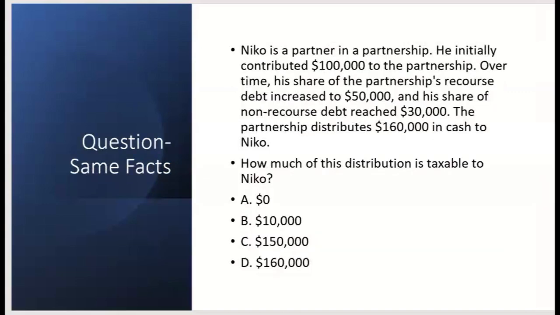All right, same facts, but this time instead of a loss, the partnership is going to give a distribution to Nico. And they're going to ask how much of the distribution is taxable. So Nico's a partner in a partnership, initially contributed $100,000. Over time, his share of the partnership's recourse debt increased to $50,000, and his share of non-recourse debt reached $30,000. The partnership distributes $160,000 in cash to Nico. How much of that is taxable?